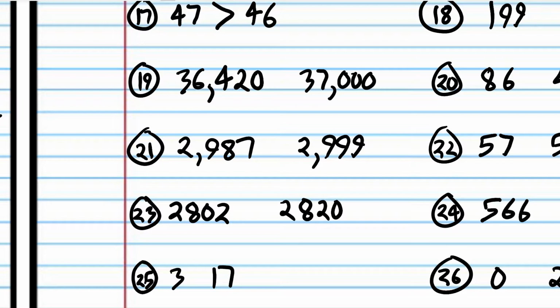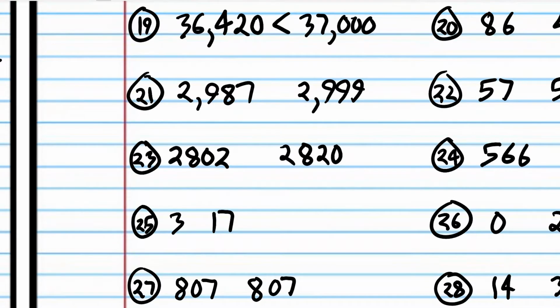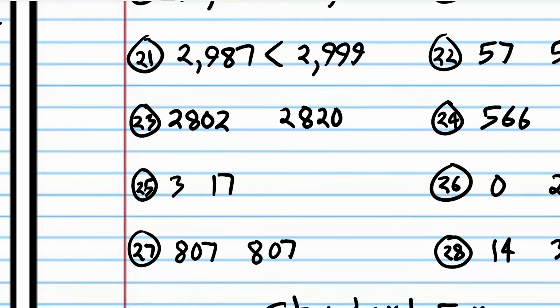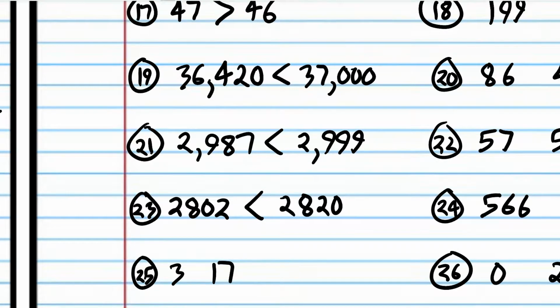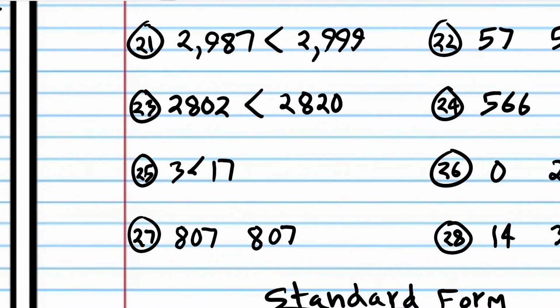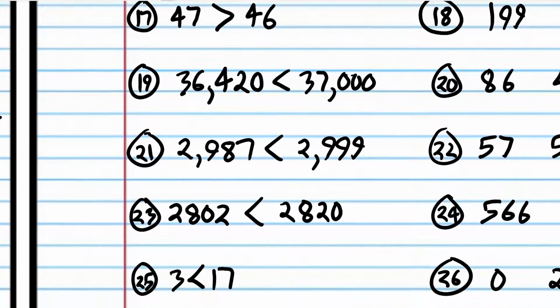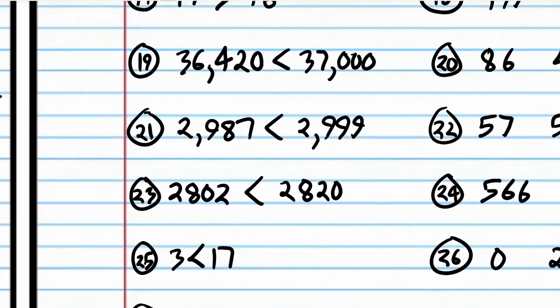For number 19, 37,000 is bigger. Number 21, 2,999 is bigger. And 23, again, the same inequality. And again for number 25. All right, so those just happen to be all going in the same direction.